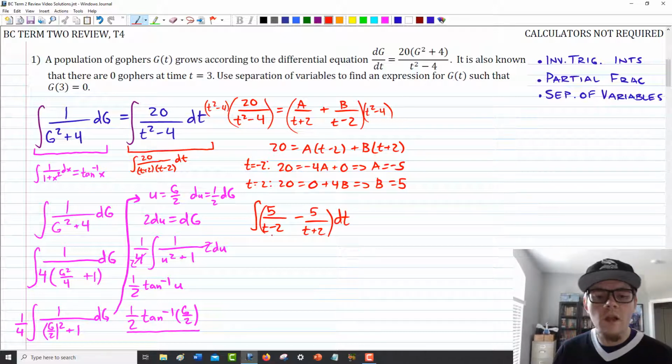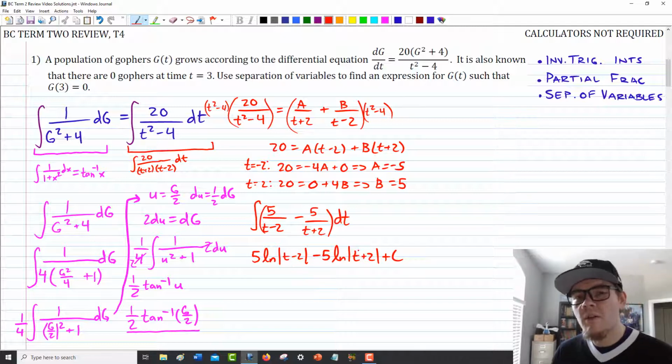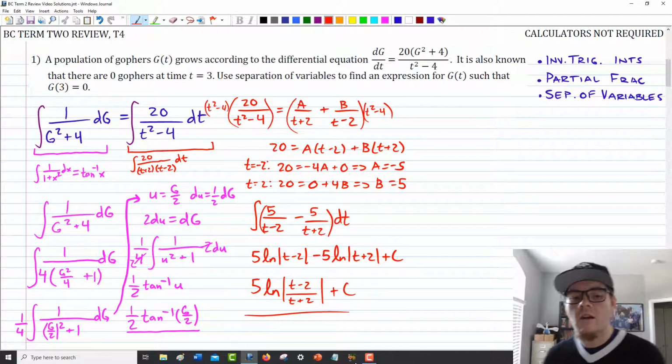Given that information, I need to anti-differentiate, but this one comes out really nice. It's 5 natural log of the absolute value of t minus 2 minus 5 natural log of the absolute value of t plus 2, all plus c, of course. But the only thing I want to do is use log properties just to condense this a little bit, because that's a lot of antiderivative there. So I'll use the log properties to say this is 5 natural log of t minus 2 over t plus 2, all plus c. And so there is our second antiderivative.